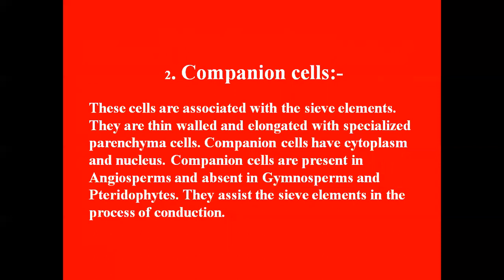Companion cells. These cells are associated with the sieve elements. They are thin-walled and elongated, specialized parenchyma cells. Companion cells have cytoplasm and nucleus. Companion cells are present in angiosperms and absent in gymnosperms and pteridophytes. They assist the sieve elements in the process of conduction.